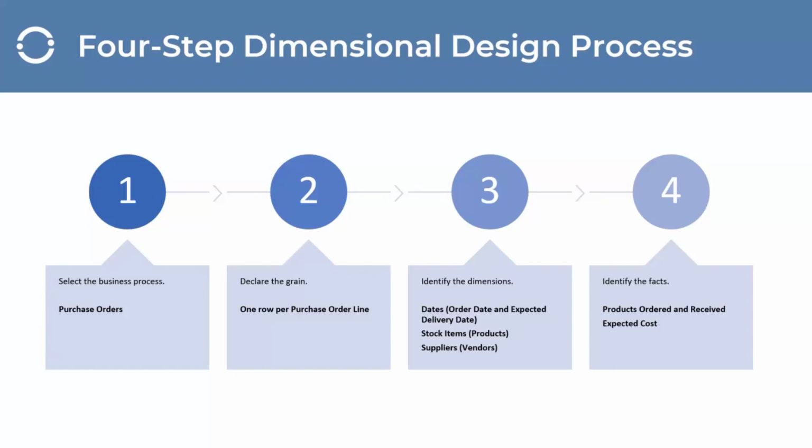Once we've done that, we can identify the dimensions. How do I describe this specific business event? I've done 4 dimensions in this case. So I've got an order date and all the date attributes that are associated with that. I've got an expected delivery date. When do I expect to receive my products? I've got a product table, and I've got a supplier table. So my products, my vendors, for what am I ordering and who am I ordering it from?